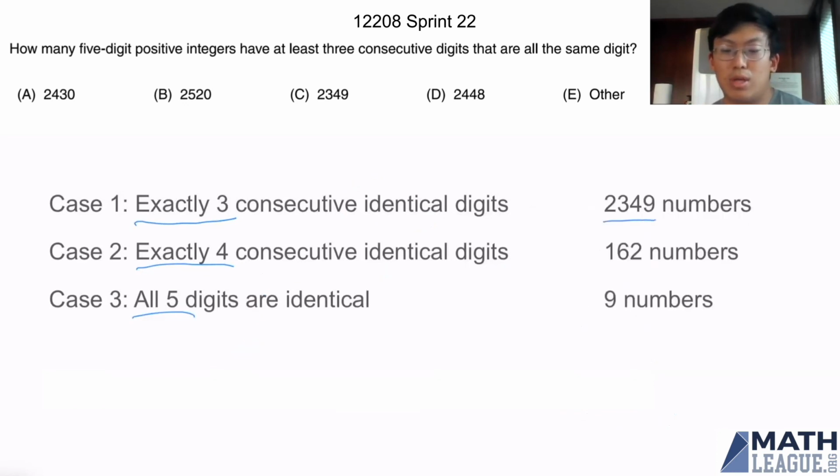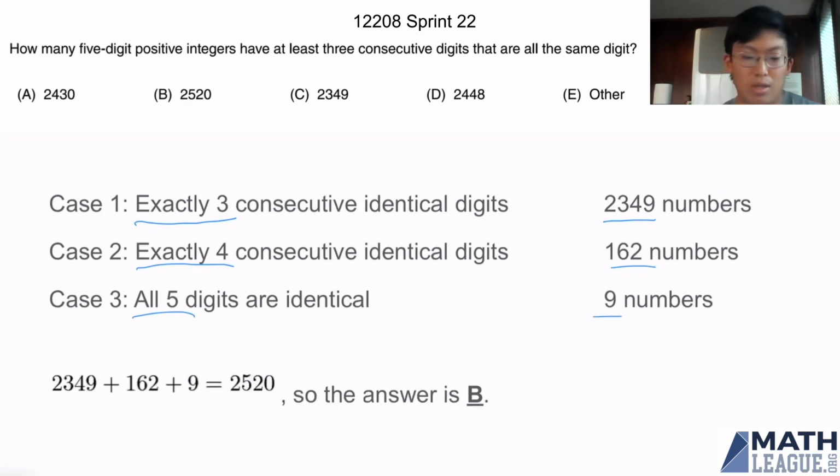So we see that there were 2,349 five-digit numbers with exactly 3 consecutive identical digits, 162 with exactly 4 identical digits, and 9 five-digit numbers with all 5 digits identical. We add those together to get a total of 2,525 five-digit numbers, which gives us B as our final answer.